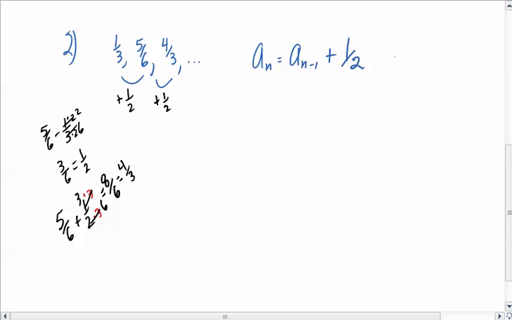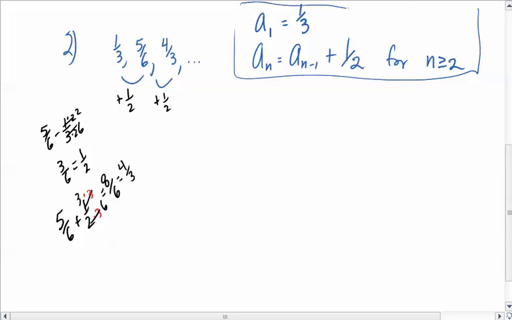Okay, now let's finish it up. For n greater than or equal to 2. And now I have to give the first one, right? A sub 1 is a third, so we know we have to have a starting point. And then starting with the 2, I'm going to find any other term as long as I go in order.